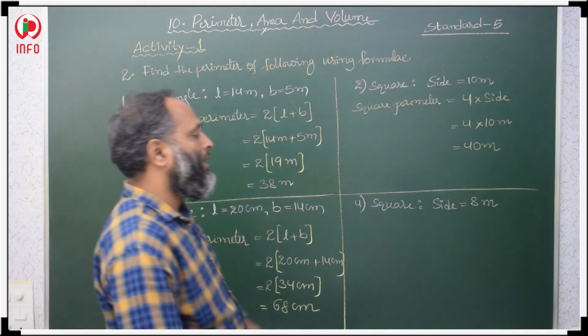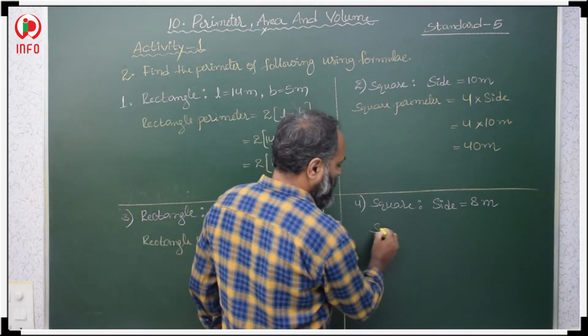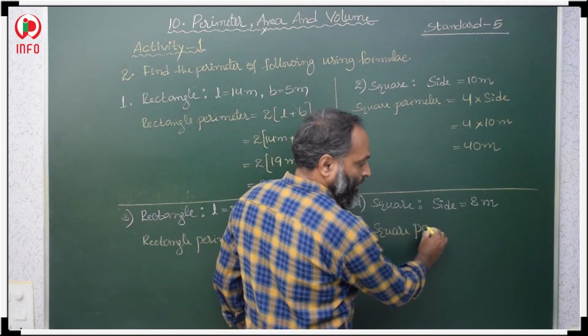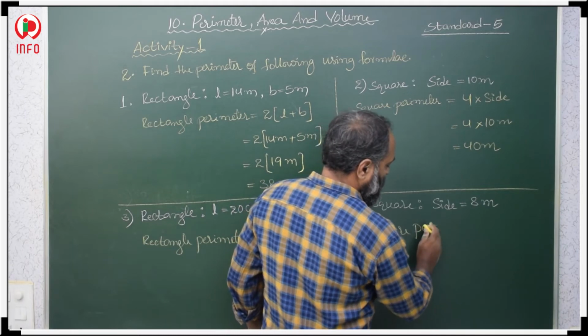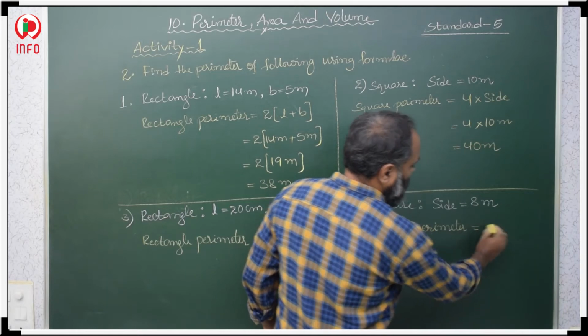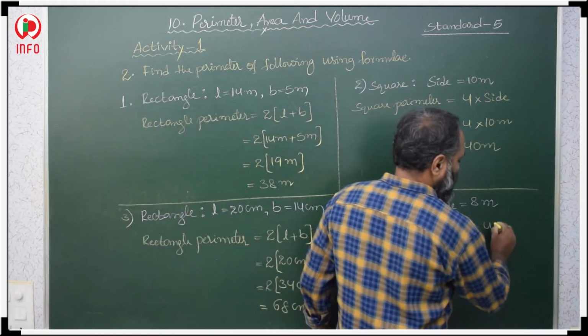Next, here a square is given, square side 8 centimeters. Now the square perimeter, that is 4 into side.